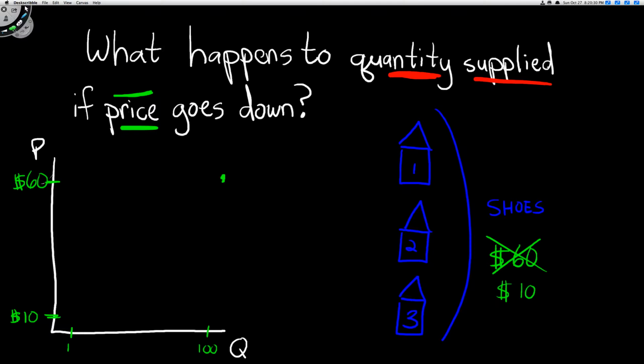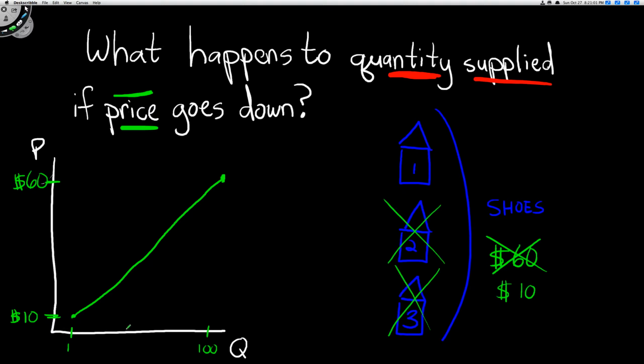If you drop the price of shoes to $10, some of these businesses are going to say it's not worth it to make the shoes anymore. Like maybe business 3 and business 2 say it's not worth it to make shoes for just $10, so we're not going to make it anymore. So when shoes are just $10, very few companies want to make it. So when the price is low, the quantity supplied is going to be really low, and the line will look something like this. Okay?